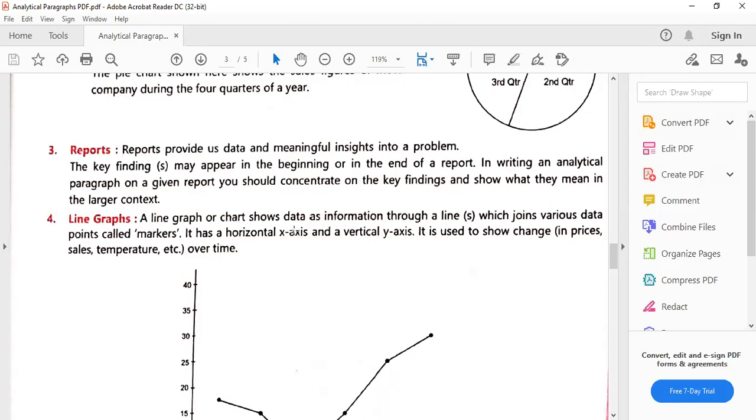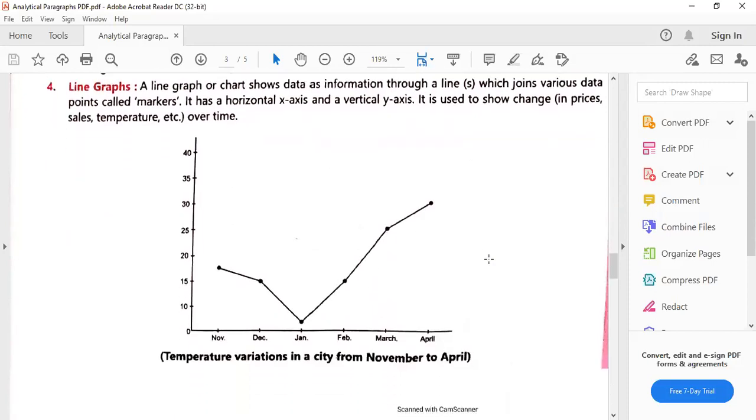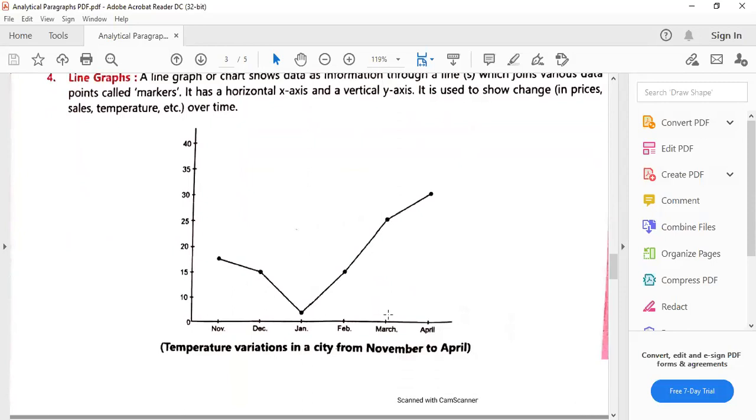Then line graph. A line graph or chart shows data as information through a line which joins various data points called markers. It has a horizontal x-axis and vertical y-axis. It is used to show change in prices, sales, temperature, etc. over time. You can see the picture. They are given on one side month names, November, December, Jan, Feb, March, April, and on the other side 10, 15, 20. That means 5 की ratio के साथ आपको points दिए गए हैं. So in this way, on the line graph, accordingly you can show your data.